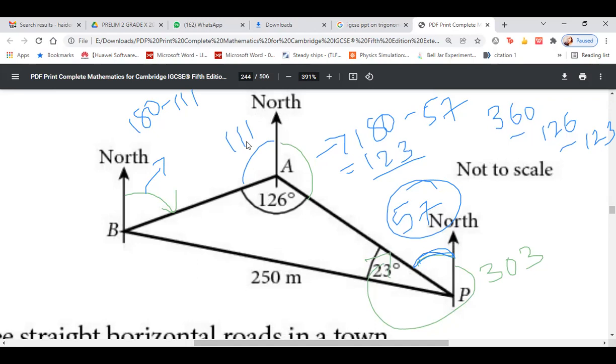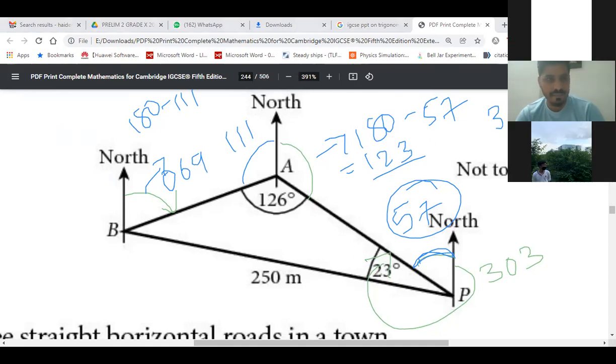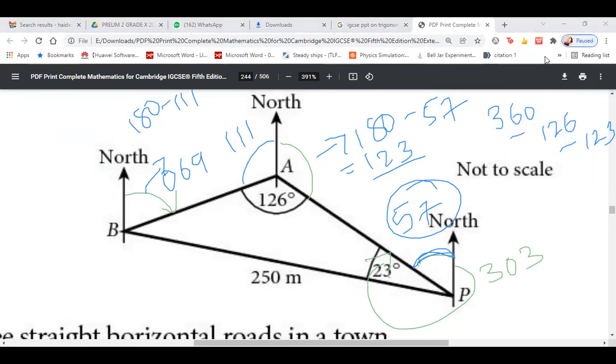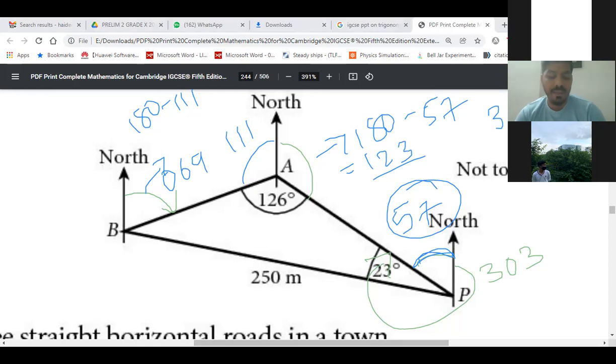That gives you 69. But I won't write 69, I will write 069, because it is a bearing. Is this clear to all of you? Sir, if we get an answer in decimal, like 68.7, do we write 068.7? See, in a bearing question, you will always get a whole number.